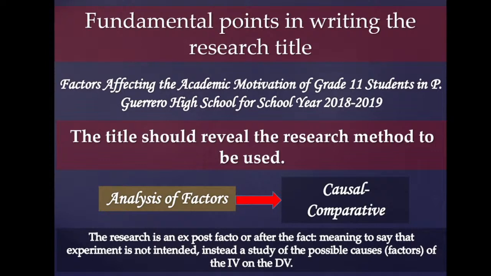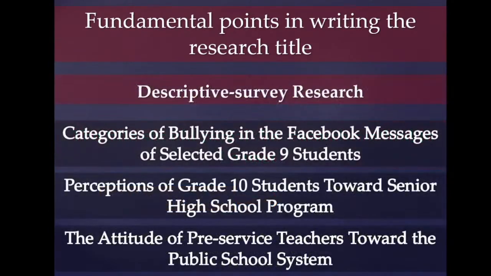Here are some sample titles for each research method. For descriptive survey research, we have categories of bullying and Facebook messages of selected grade 9 students, perceptions of grade 10 students towards senior high school programs, and the attitude of pre-service teachers toward the public school system. Categorization of perceptions and attitudes are most of the time accomplished by researchers employing the descriptive survey method. You may use these titles as format for your own research title or research paper in the future.